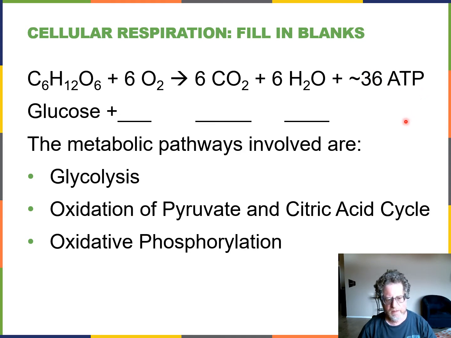There are three metabolic pathways involved in cellular respiration. The first one is called glycolysis, glucose breaking. We'll talk about each of these in great detail. It takes place in the cytosol. The oxidation of pyruvate and the citric acid cycle take place in the mitochondrial matrix. And oxidative phosphorylation, where 90% of the ATP is generated, takes place in the inner mitochondrial membrane.